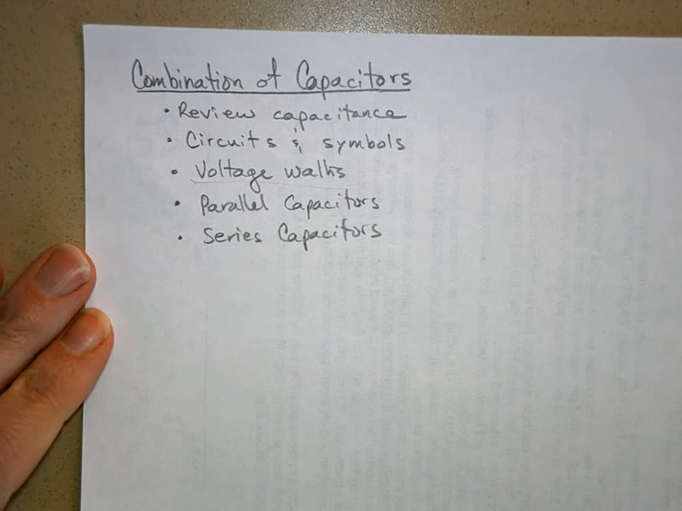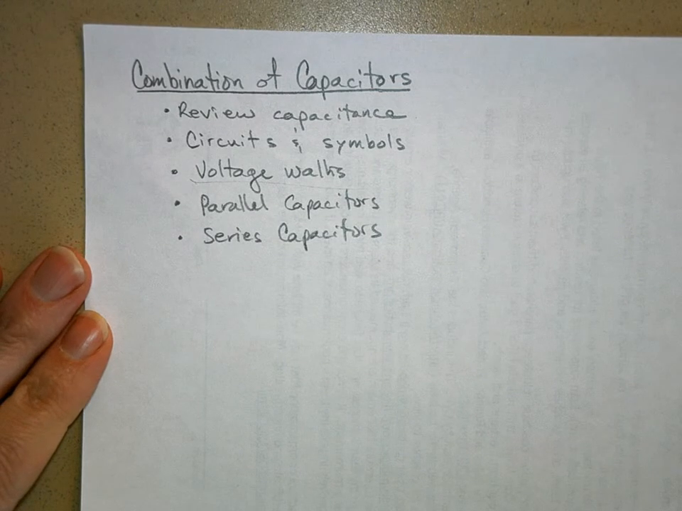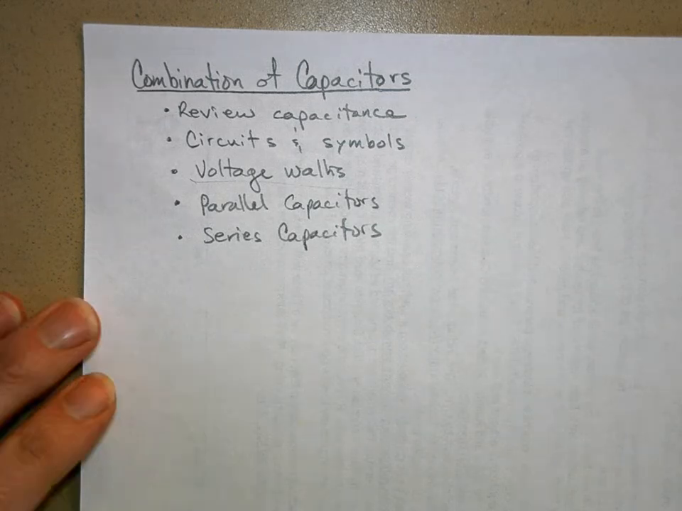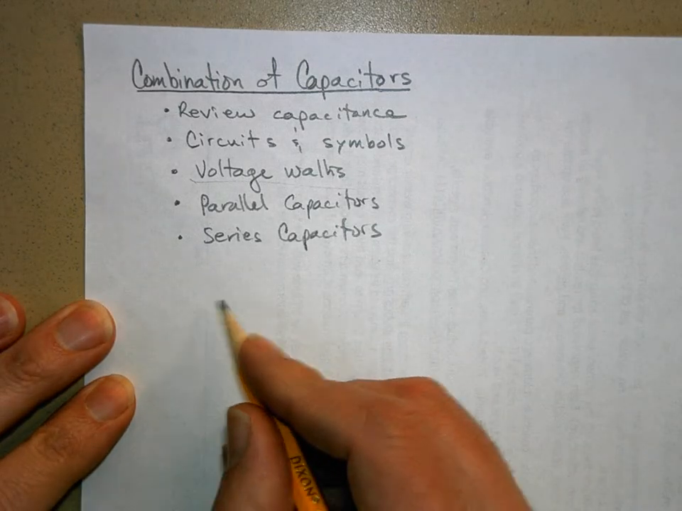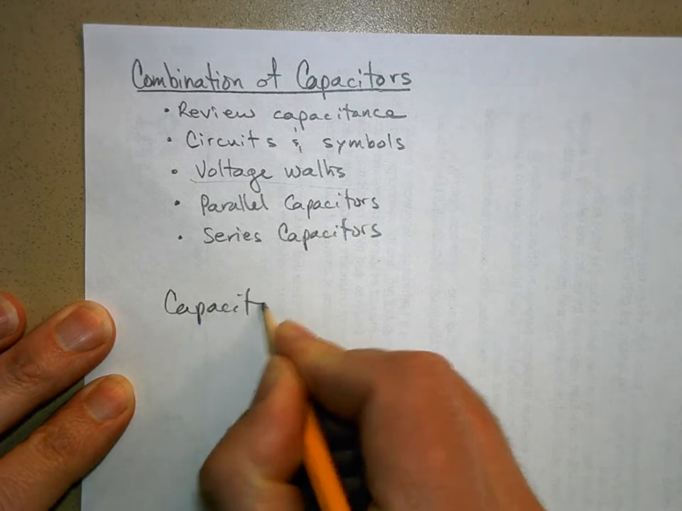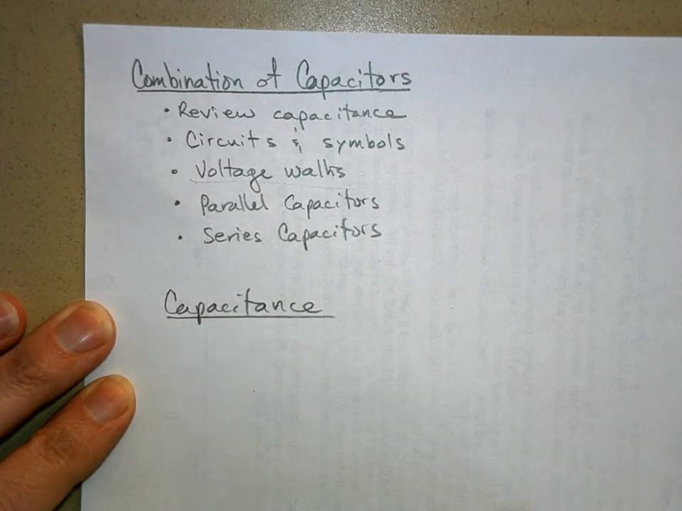So first of all, what is a capacitor? A capacitor is any arrangement of charge separation. Anything can be a capacitor. If you've separated charge, you have sort of a capacitor. And so this is our review of capacitance.